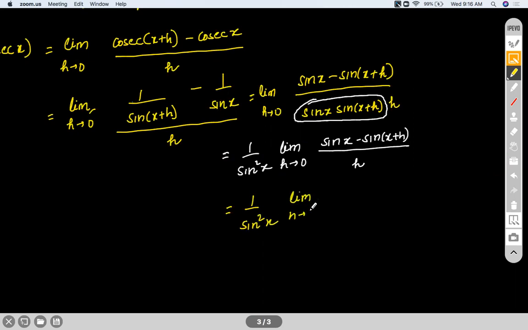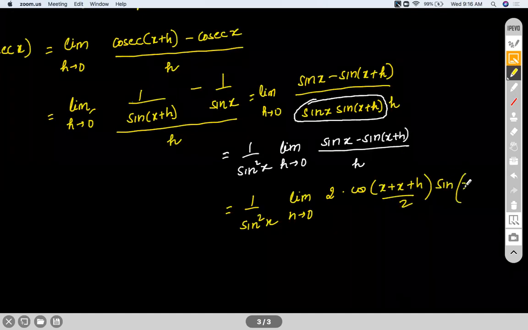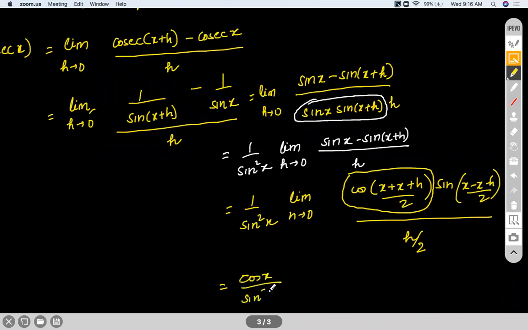So this is limit h tending to 0 of 2 cos of (x plus h by 2) into sine of (x minus h by 2)... Let me bring this 2 as a denominator of this h. Now this is a harmless term, because when you put h as 0, it just becomes cos of x. Just pull it out. So my cos of x by sine square x.